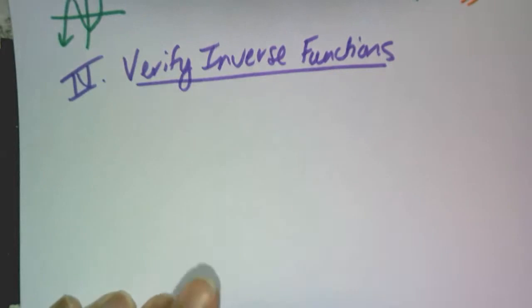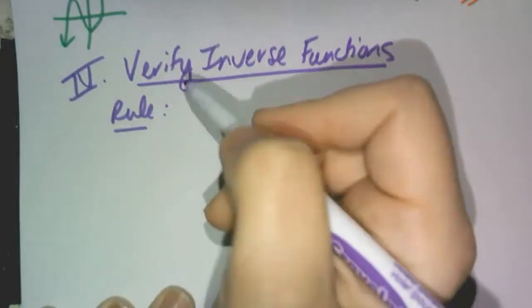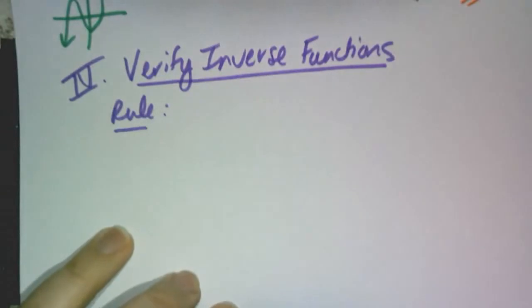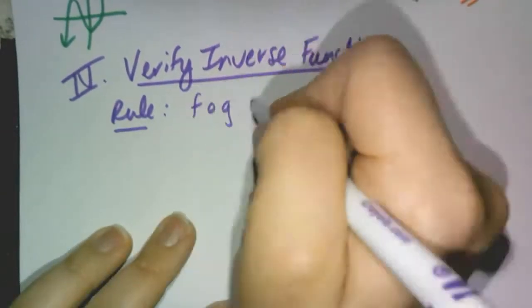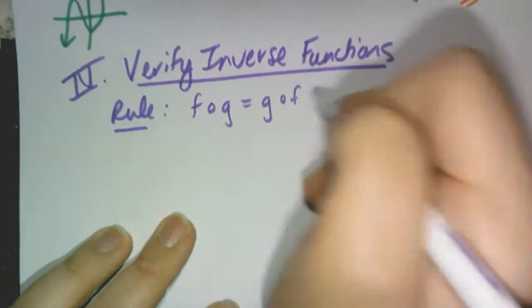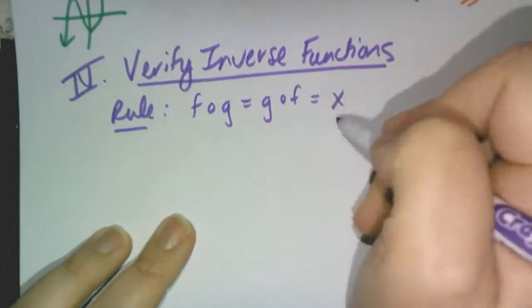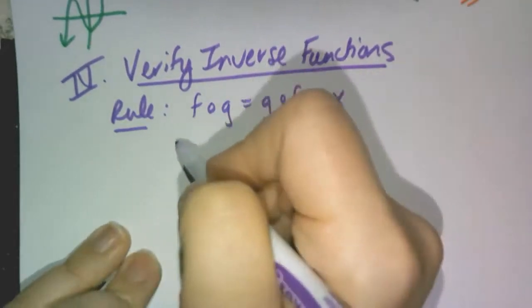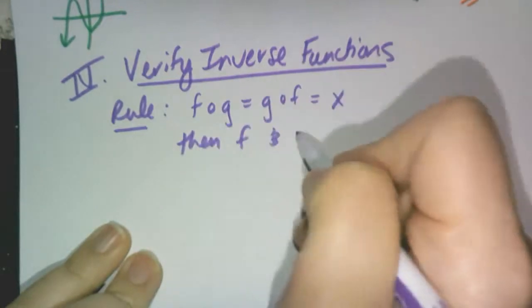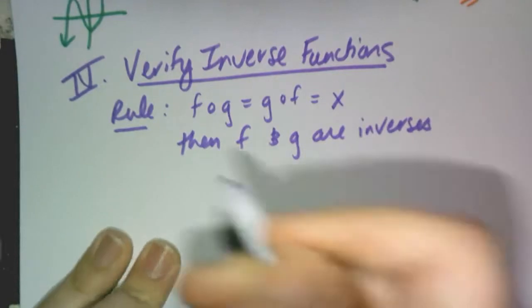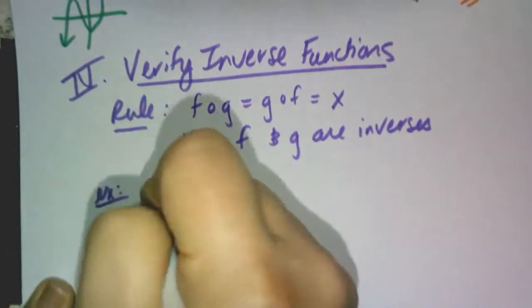Verify that two functions are inverses. So let's write down the rule and then I'll tell you what you have to do. It's actually quite simple. All you have to do to verify that two functions are inverses of each other is either f of g or g of f. It actually doesn't matter. And if your output is an x, then f and g are inverses. So I'll show you one of your examples on homework tonight, and we are done.